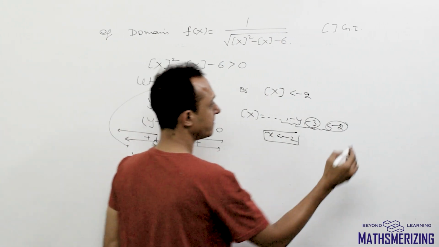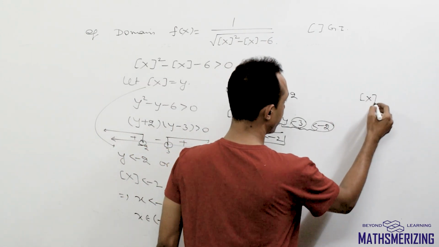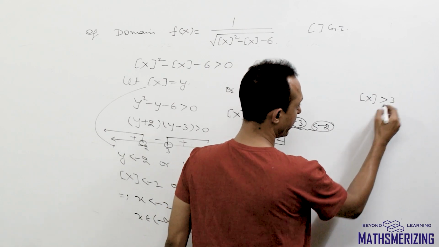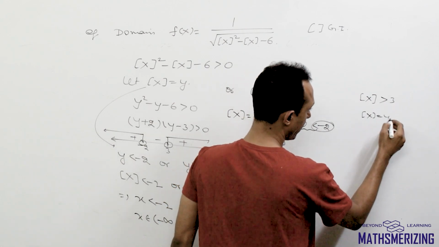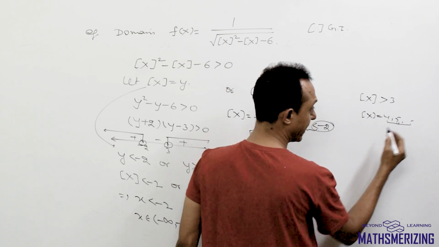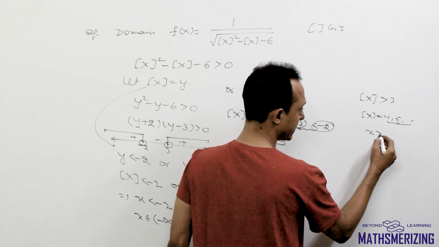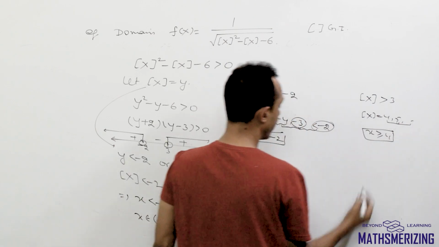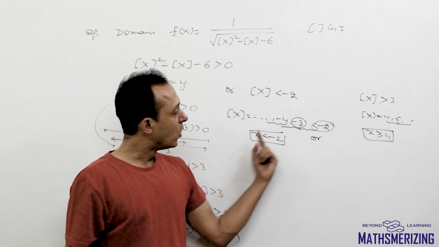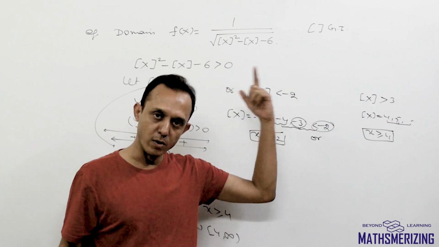Now for the second part, if I say greatest integer function of x is greater than 3, then I know it will take the values 4, 5. So it is 4 when it lies between 4 and 5, 5 when it lies between 5 and 6. In this case, the value of x should be greater than or equal to 4. So the answer I'll get is either the value of x is less than minus 2 or the value of x is greater than or equal to 4.